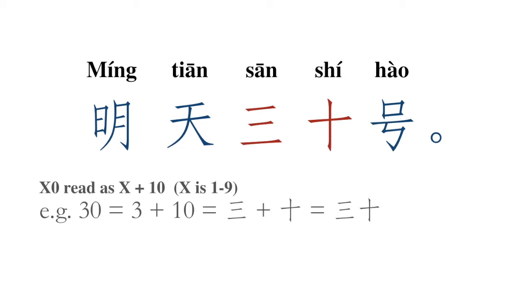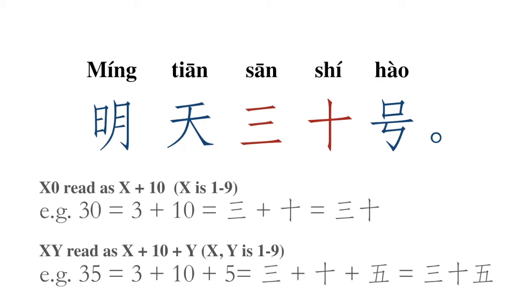As for the numbers like 35 or 67, just like in English, 35 is 30 and 5 together. 35. 67 is 60 and 7. 67.